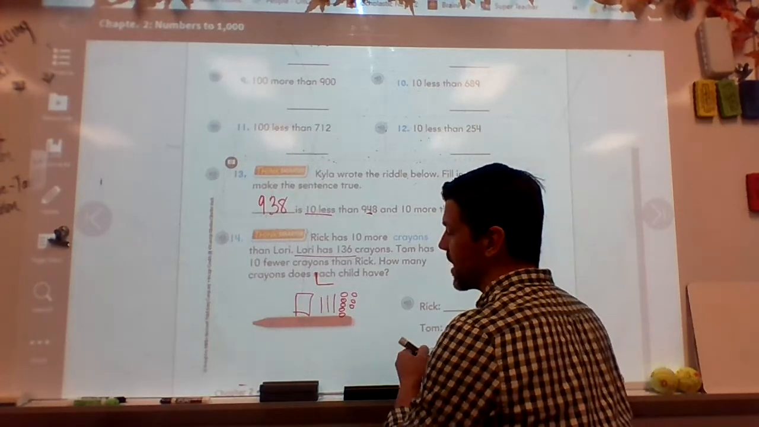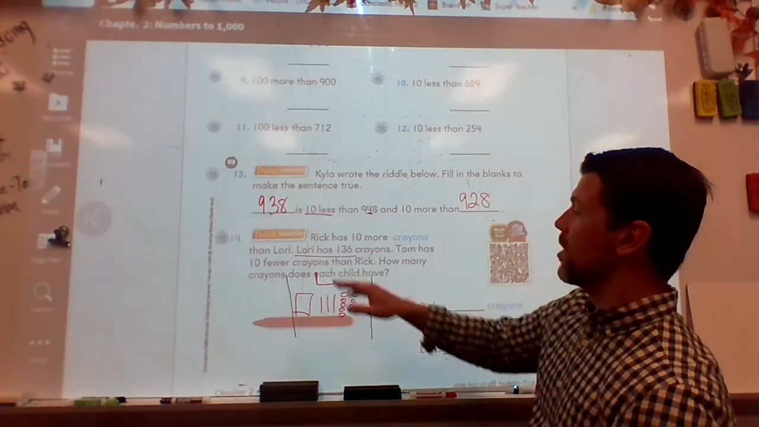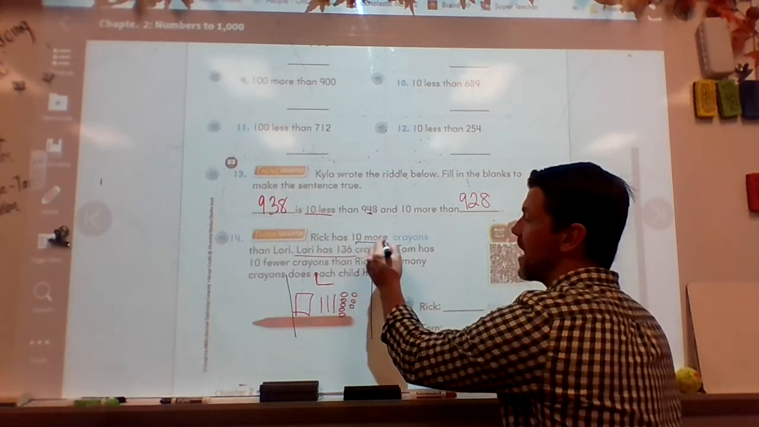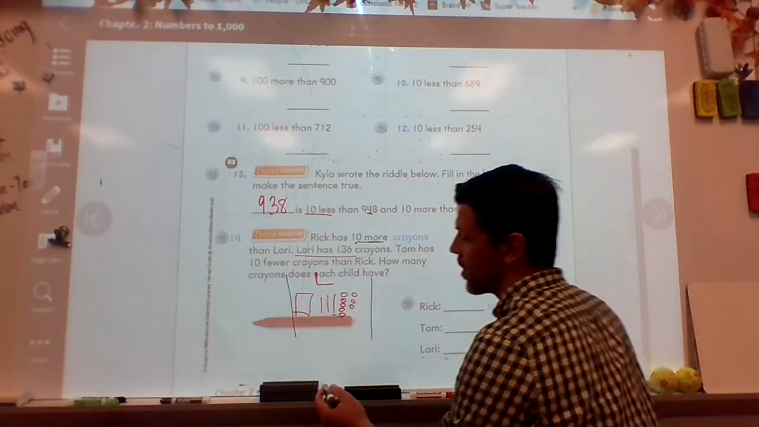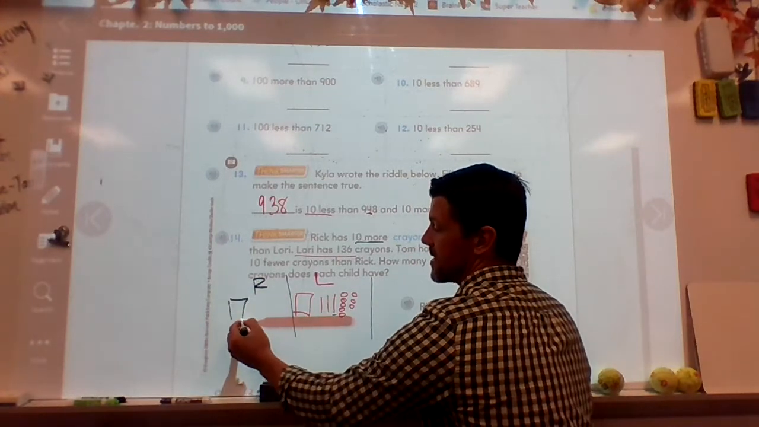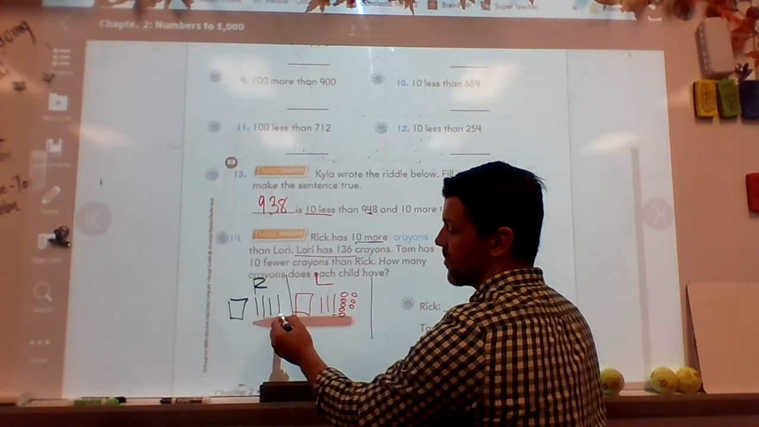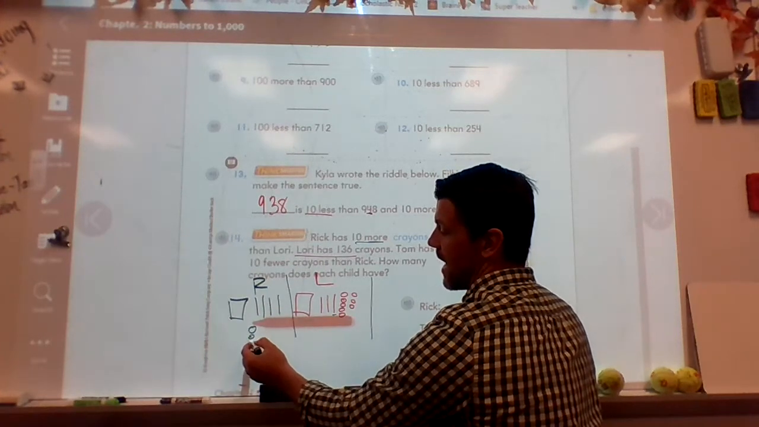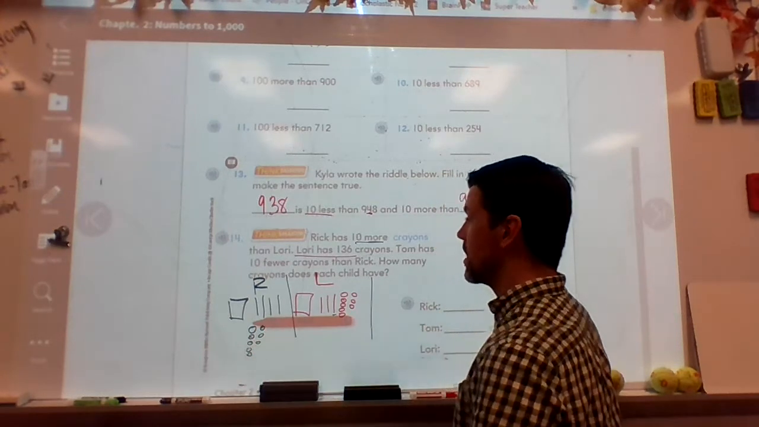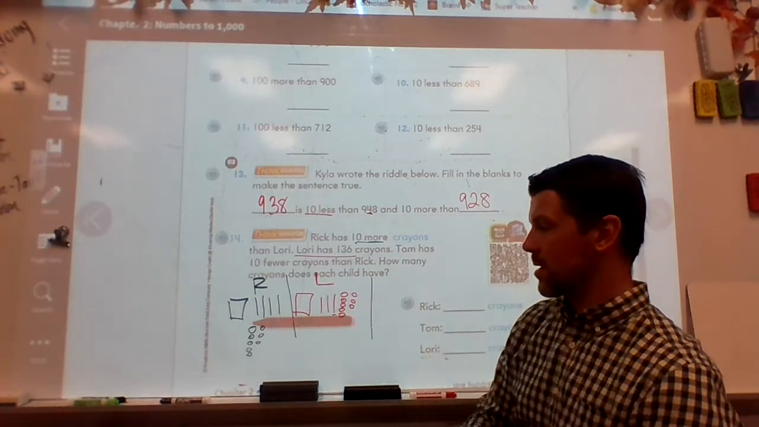Now I'm going to separate them, and I'm going to start another one. Rick has 10 more crowns than Lori. So if I do 10 more than this, I have to add 110. So I'm going to do Rick right there. I know he has the same amount of hundreds, one more 10. So instead of having 3, he has 4 tens, and still 8 ones.